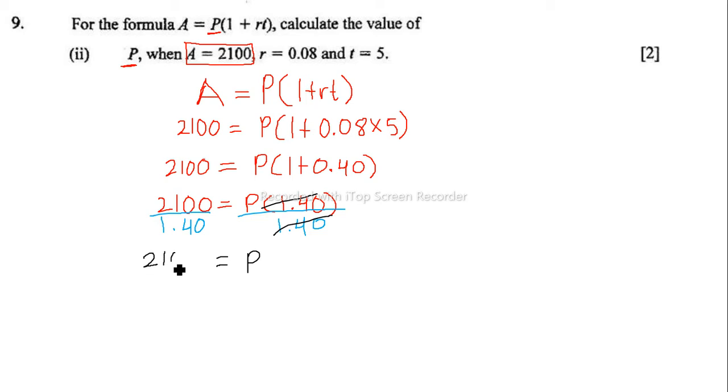So we're going to have P equal to 2,100 divided by 1.4. This is going to be equal to what? What is 2,100 divided by 1.4? 1500. That's what it is. Yes. 2,100 divided by 1.4. Yes, sir.